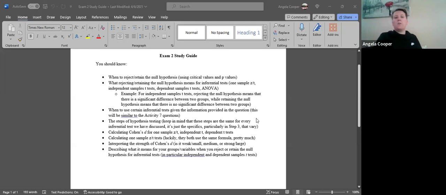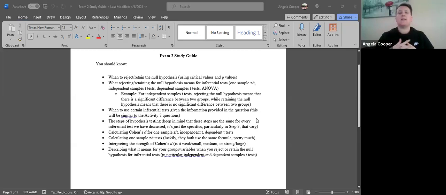With ANOVA, when we're rejecting the null, all we're saying is that... remember, ANOVA is where we have 3 or more groups, very similar to an independent or dependent samples t-test. The big difference is we're just adding on another group. We know with independent samples t-test, we're comparing 2 groups. You either get a study guide or you don't.